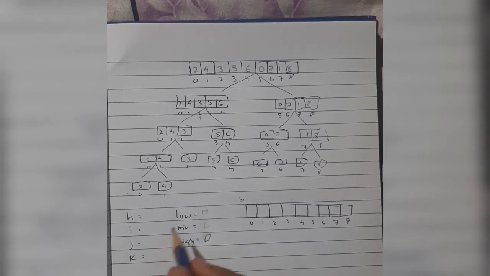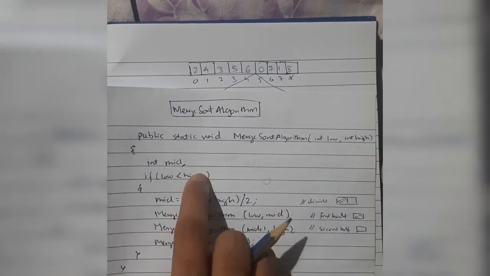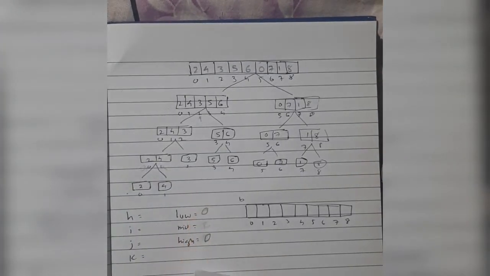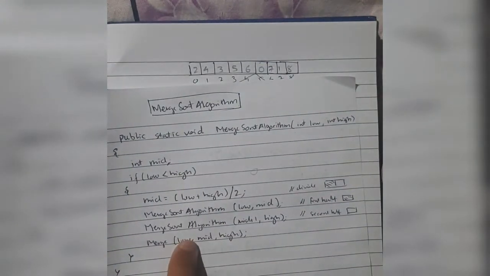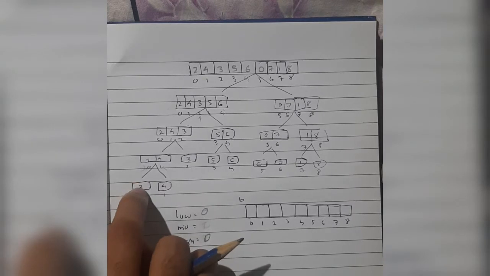See here, if low and high are 0, that means in the code, this line of code executes only when low is less than high. Is low less than high? No. So this line of code will not execute. That means we will not move any further after this code. Now here it will stop.